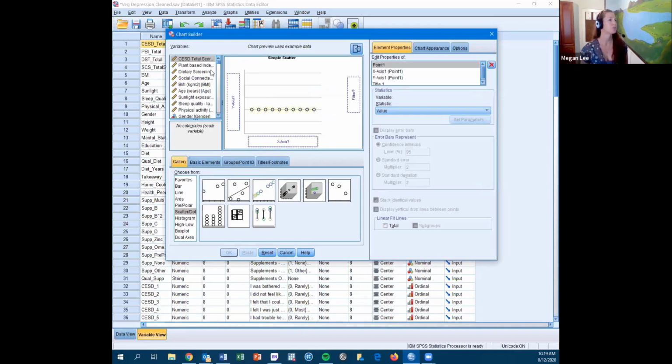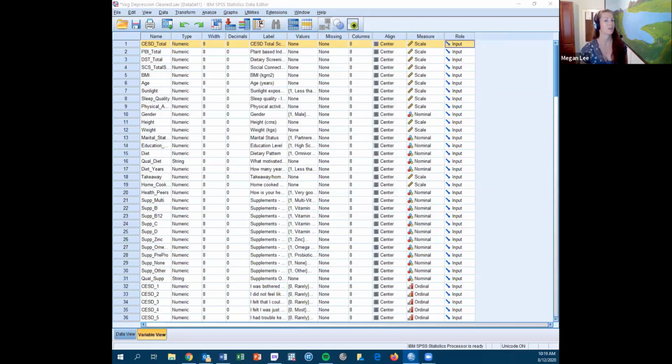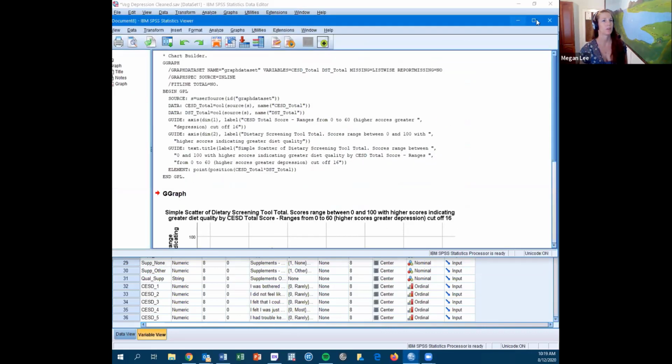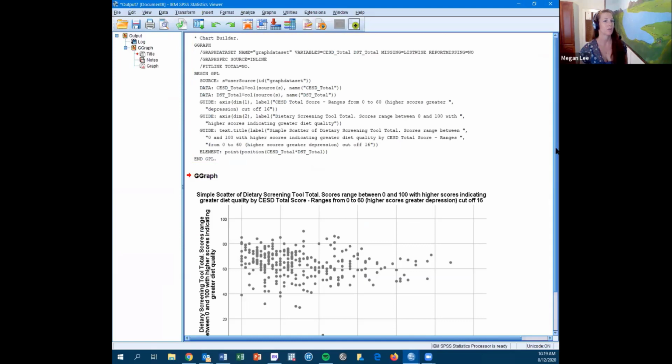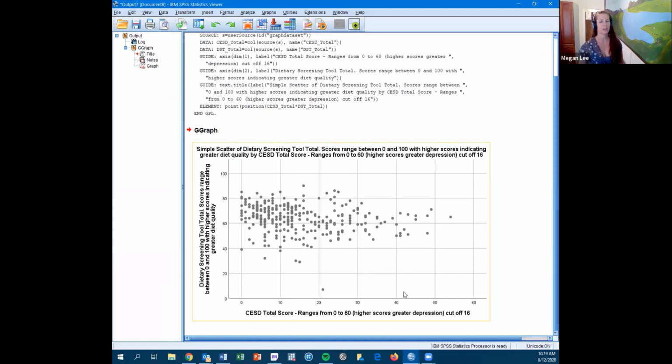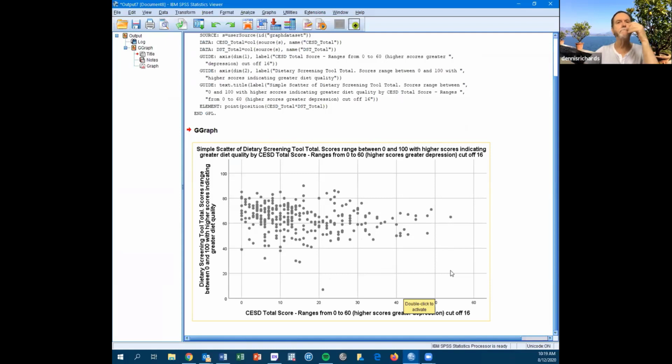And we want depression, which is our outcome, on the x-axis, I hope. And diet on the y. Okay. So this is our scatter plot. Could we run a straight line through that? Do you reckon? Yeah. It's interesting though. Look at that.